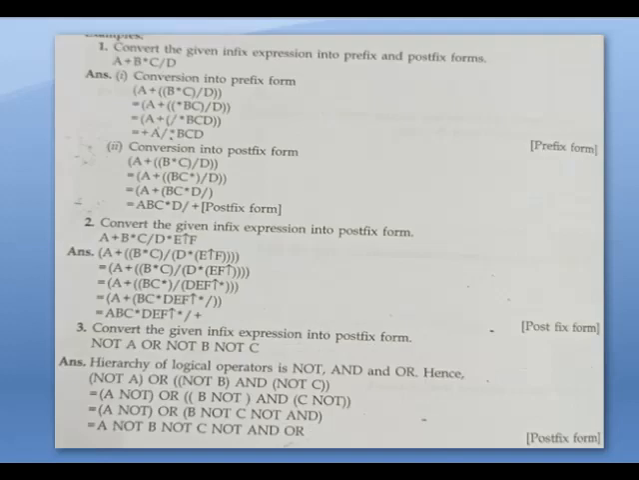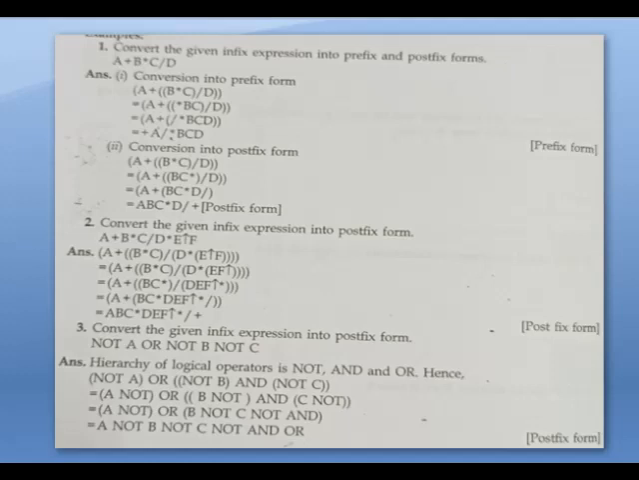Convert the given infix expression into prefix and postfix forms. That is, a plus b into c upon d. First we are going to convert it into the prefix form. In the prefix form we are going to put the operators before the operands. So a plus b into c upon d. First, inside the bracket, we have to take the multiplication before the operands, multiplication bc.